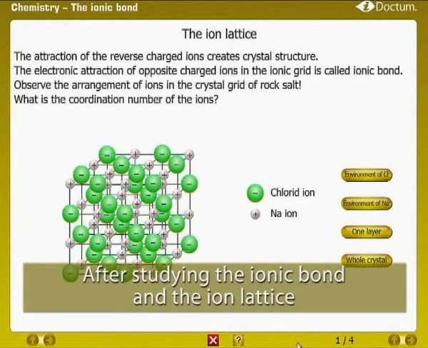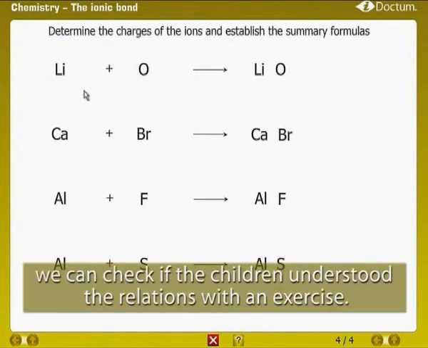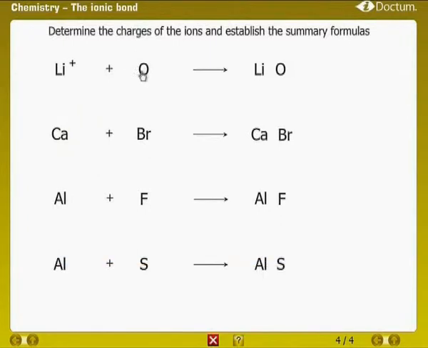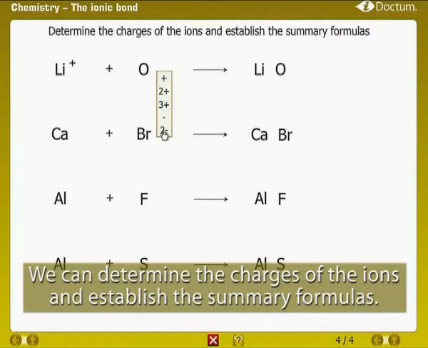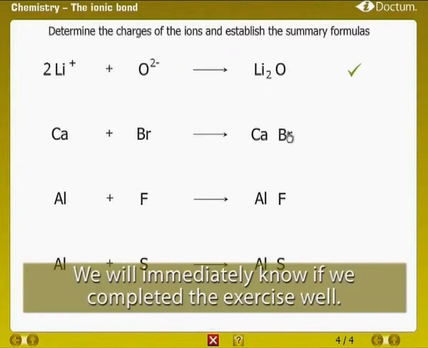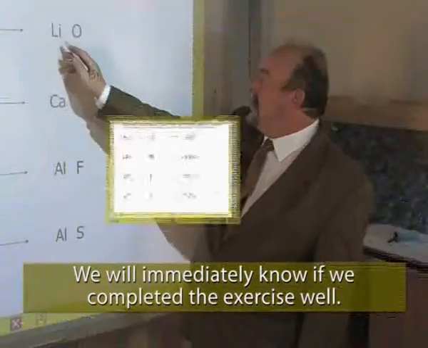After studying the ionic bond and the ion lattice, we can check if the children understood the relations with an exercise. We can determine the charges of the ions and establish the summary formulas. We will immediately know if we completed the exercise well.